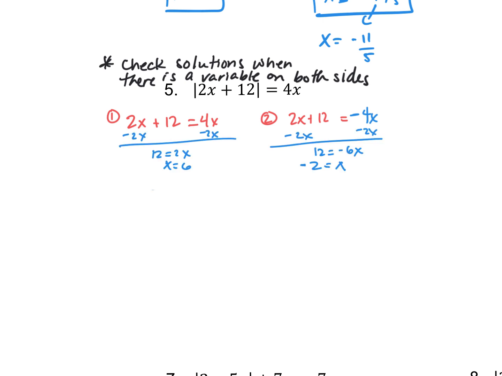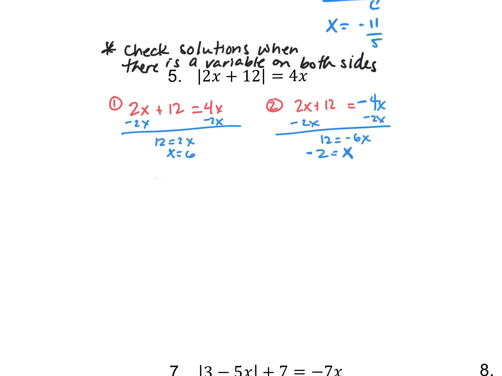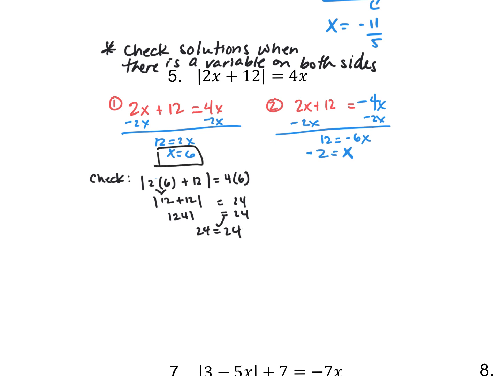Okay, so I got x equals 6 and x equals negative 2. So at this point, what I want to do is check it. Since it's got a variable on both sides, we're going to check each side back into the original. So the absolute value of 2 times 6 plus 12, does that equal 4 times 6? Over here, this is 12 plus 12. So does the absolute value of 24 equal 24? Yes, that is true. So this is a solution.